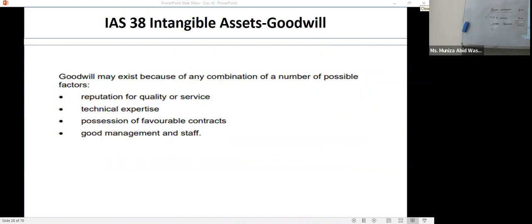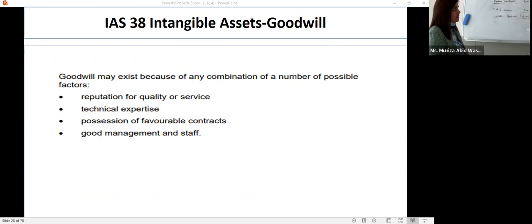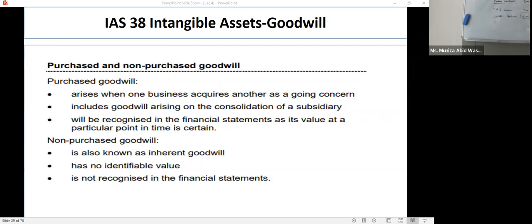Now students, goodwill may exist because of any combination of a number of possible factors. This is a general discussion of how goodwill arises: a reputation for the quality of service, technical expertise, possession of favorable contracts, or good management and staff. All these factors can increase the goodwill of the business.